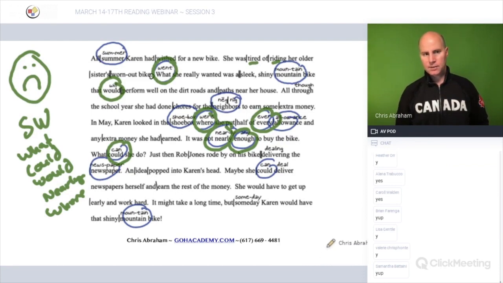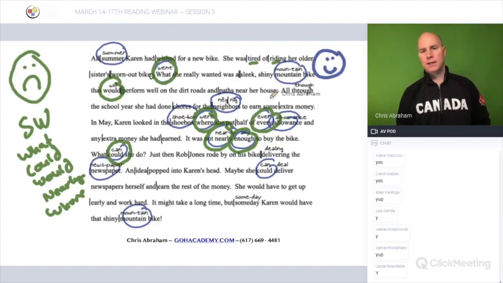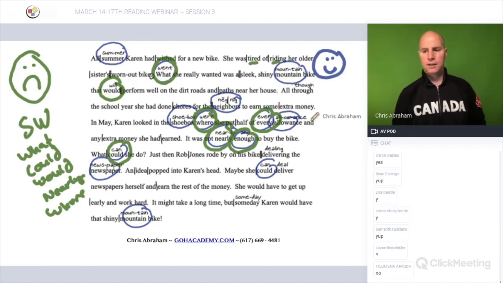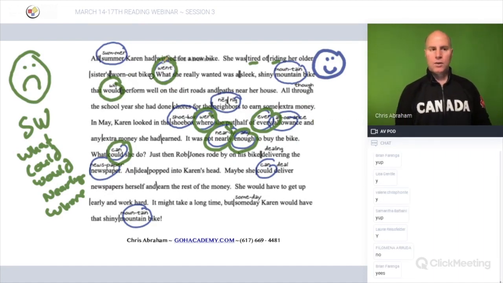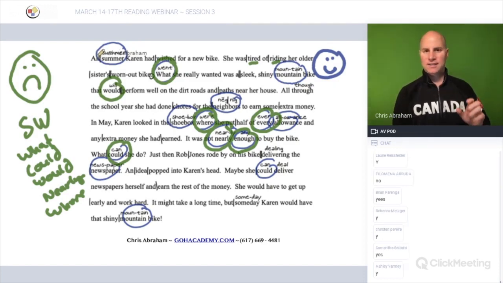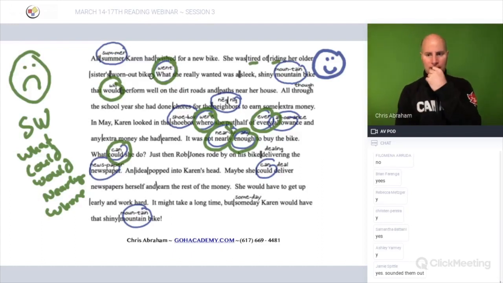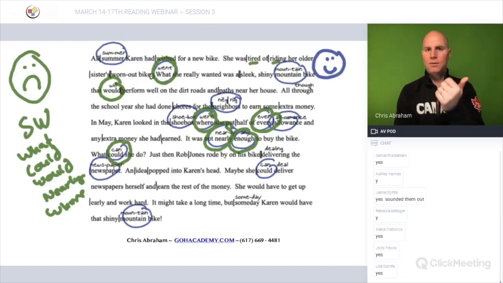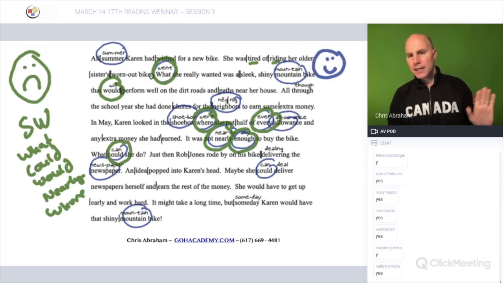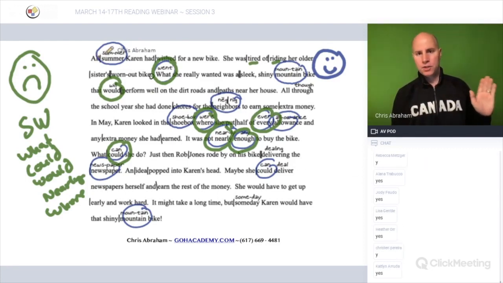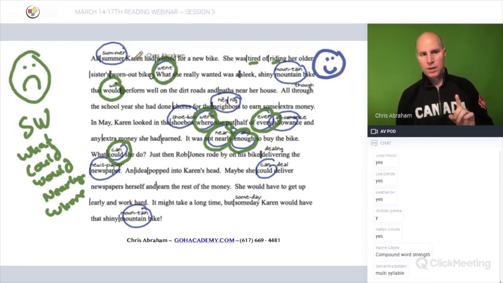Now let's think about these other words that we've circled here. Did they get words like summer and mountain right? Well, the student pauses and they say all summer. Does that help them pronounce it right? Aren't they sounding it out? I think you could make a case for them. They're chunking it up and pronouncing it together. So it's not a compound word. These two, summer, they're chunking it into syllables.